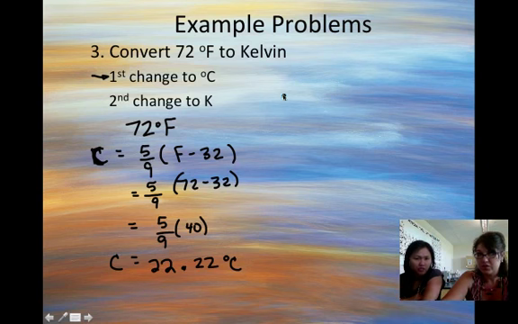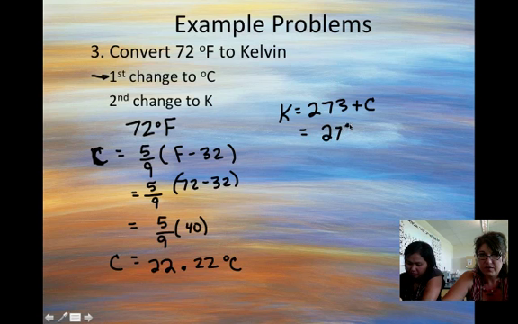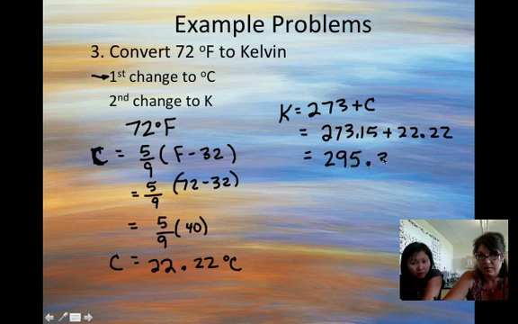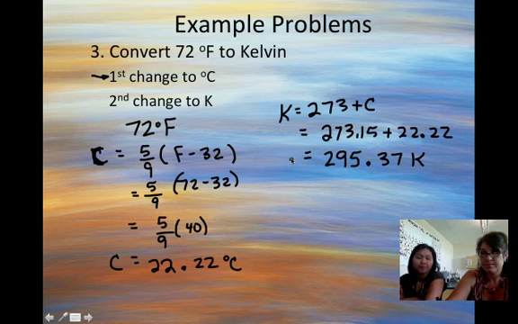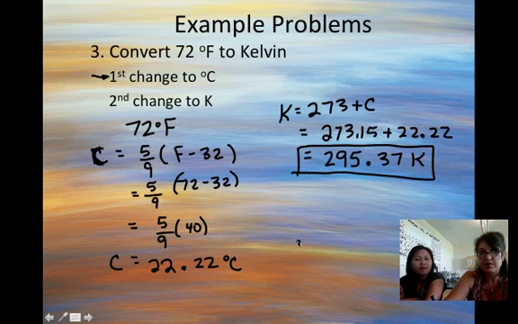And now we're going to change to kelvins. Kelvin is equal to 273.15 plus Celsius. So take our 273.15 and add 22.22. That's 295.37. That makes sense, because 298 was about 25, and so 295 is 22.